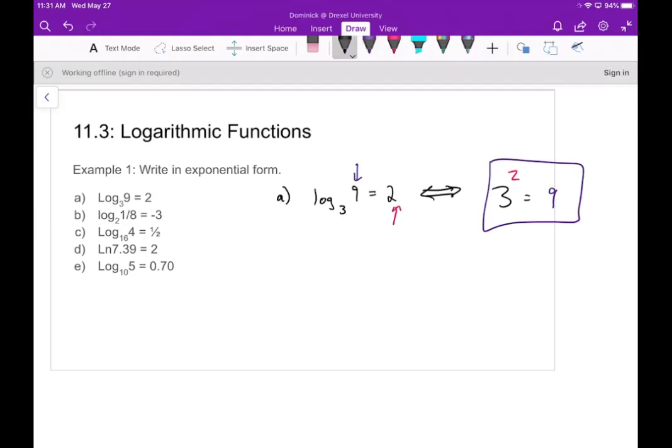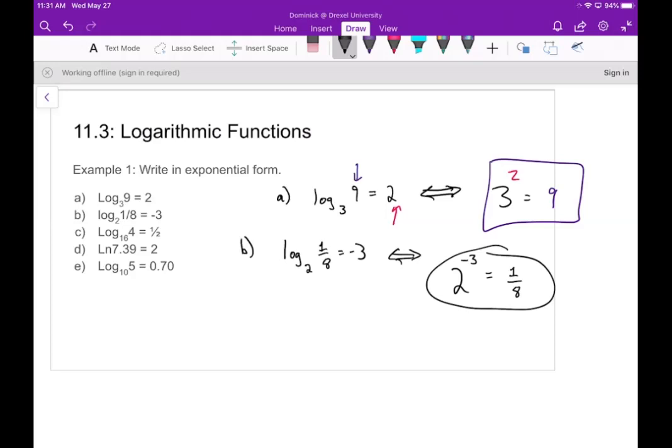Going in this direction is nice because we end up with something familiar, right? Let's look at part B. We have log base 2 of 1 over 8 is equal to negative 3. Well, same process. 2 is still my base. My negative 3 is not with my log, so I'm going to make it with my exponent. And my 1 over 8 is with my log, so I'm going to make it not with my exponent. And of course, 2 to the negative 3 is 1 over 8, so we know that that's correct.